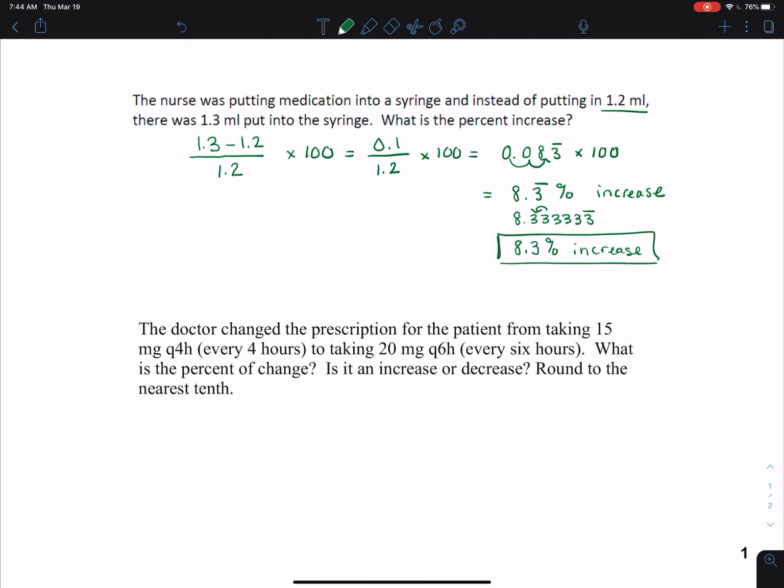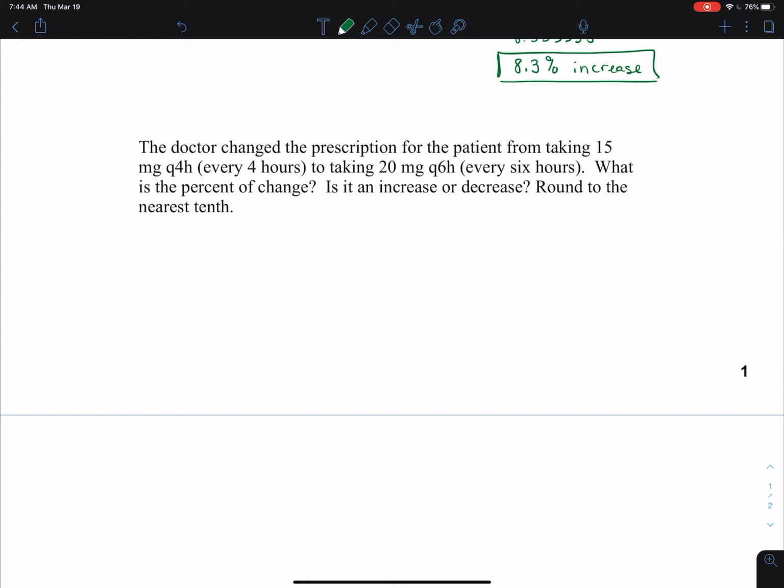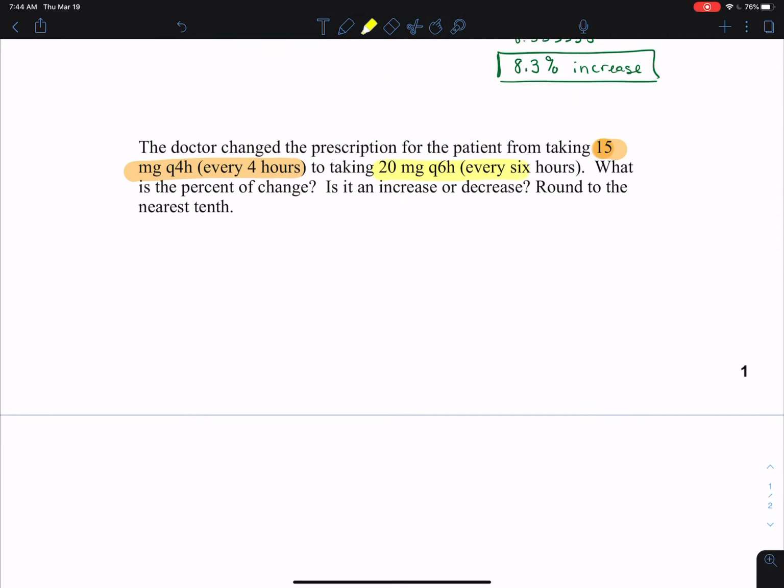If we look at this last example, it says the doctor changed the prescription for the patient from taking 15 milligrams every 4 hours to taking 20 milligrams every 6 hours. What is the percent of change? Is it an increase or decrease? And we're going to round our answer to the nearest 10th. So notice here, they tell us that we're getting 15 milligrams every 4 hours and that we're getting 20 milligrams every 6 hours. This medication is given at different times.